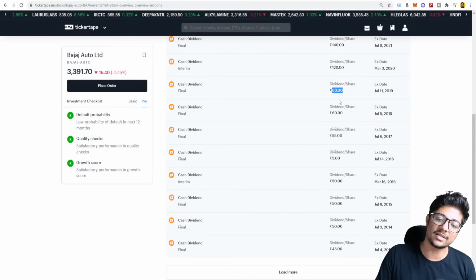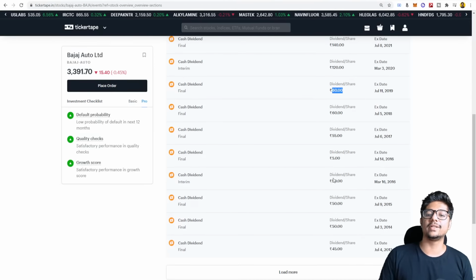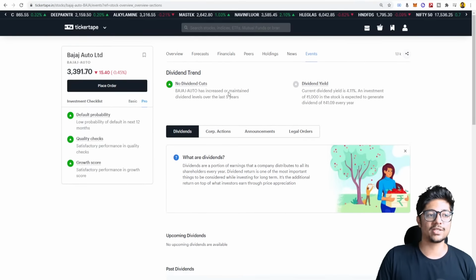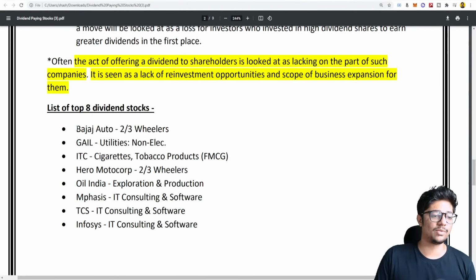And you see how the dividend is increasing. Ideally, I want the dividend to keep increasing. This is what is considered good. I want the dividend to keep increasing. So Bajaj Auto is one company. Let's quickly look at what other companies there are.